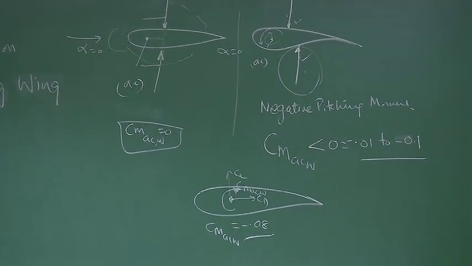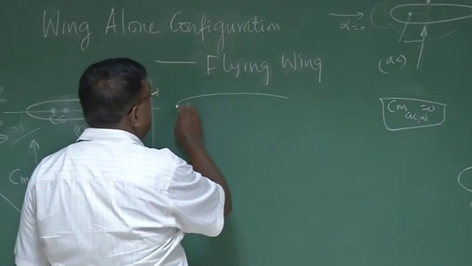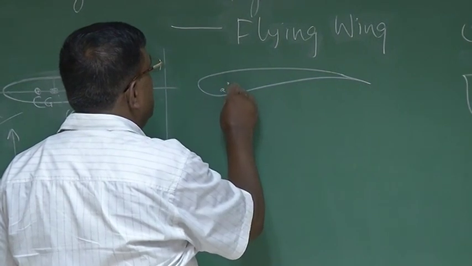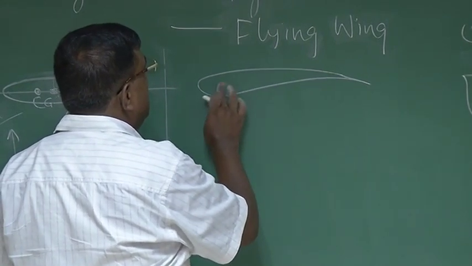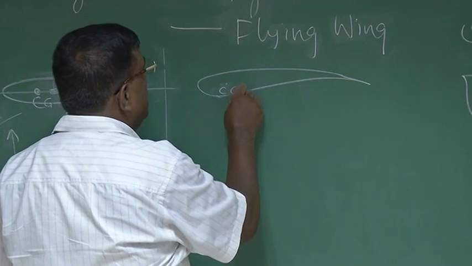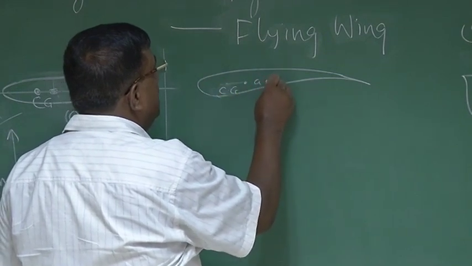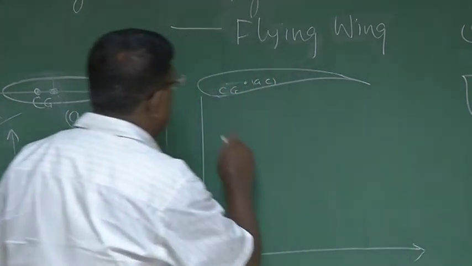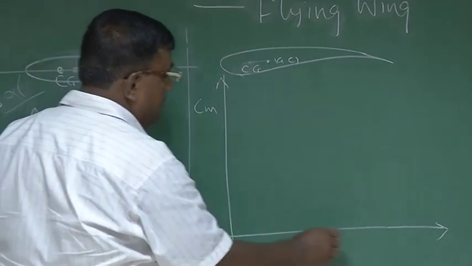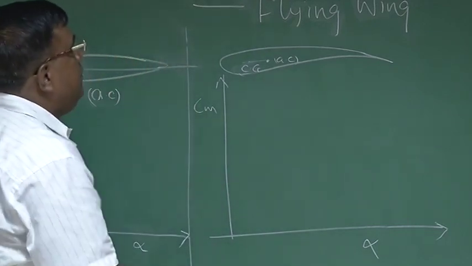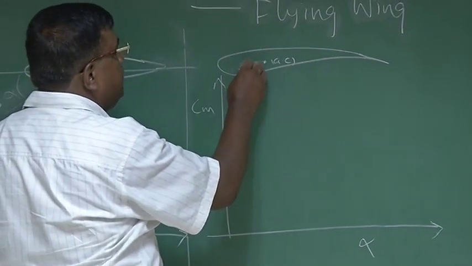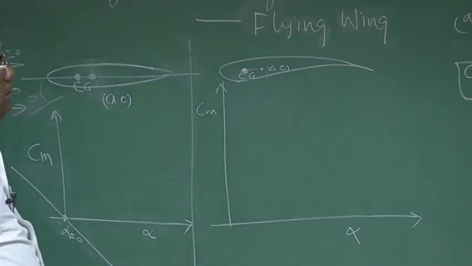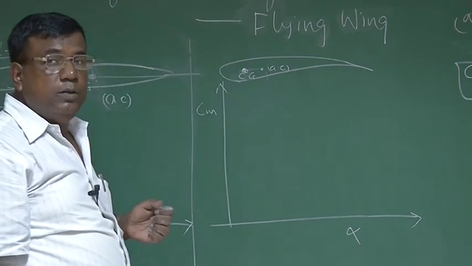So if I now draw a cambered aerofoil, this is the AC, and let's say this is the CG, and AC is behind. Now again, if I draw CM versus alpha, CM means CM CG versus alpha about this point, statically stable, so the slope will be negative, no issues.